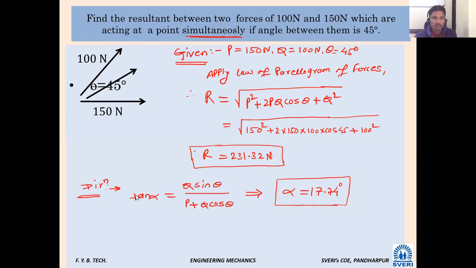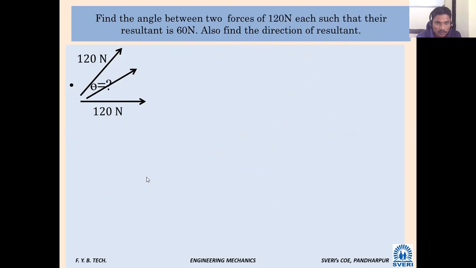This is one of the problems we have solved. By applying the simple formula, two forces were given and the angle between them was also given. We just apply R equal to under root P square plus 2PQ cos theta plus Q square, put in all the values, and find the angle. Then tan alpha is equal to Q sin theta divided by P plus Q cos theta. Simple.